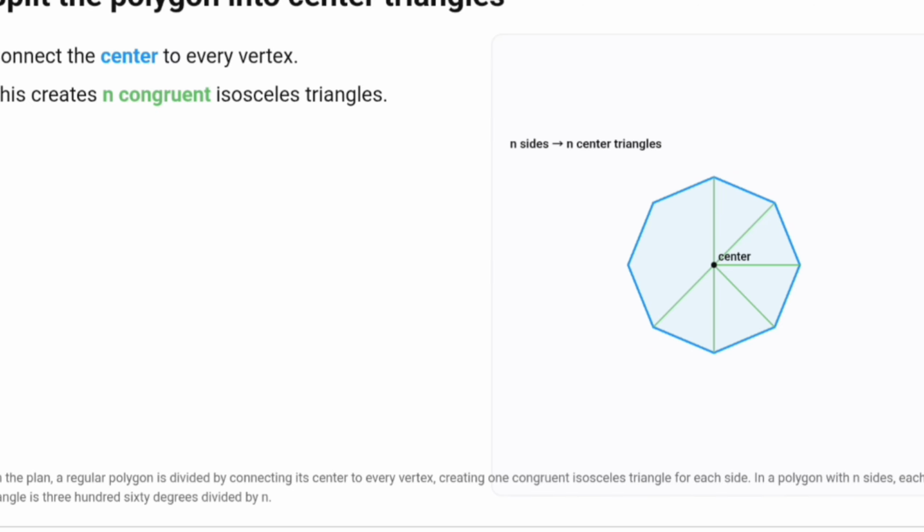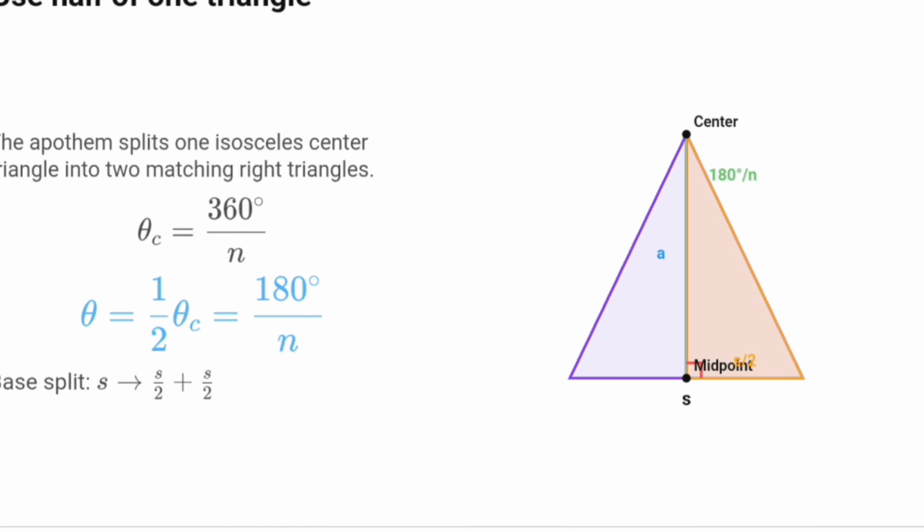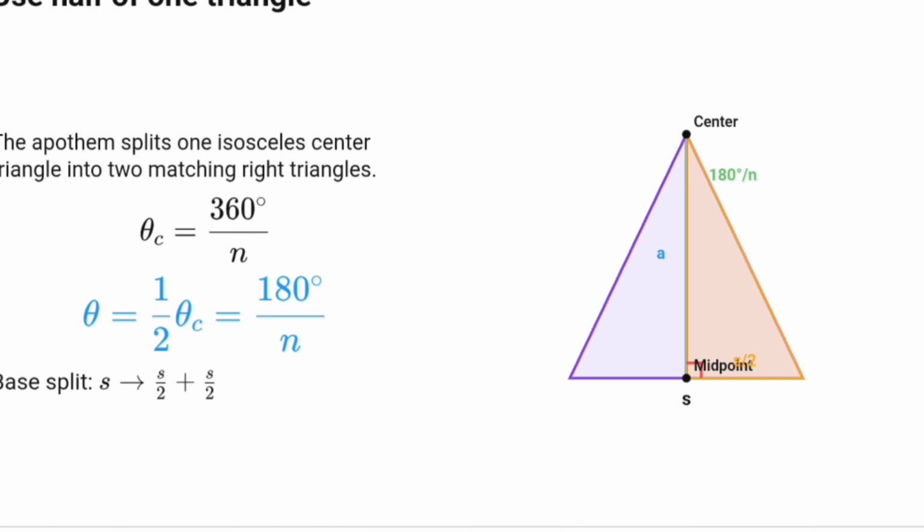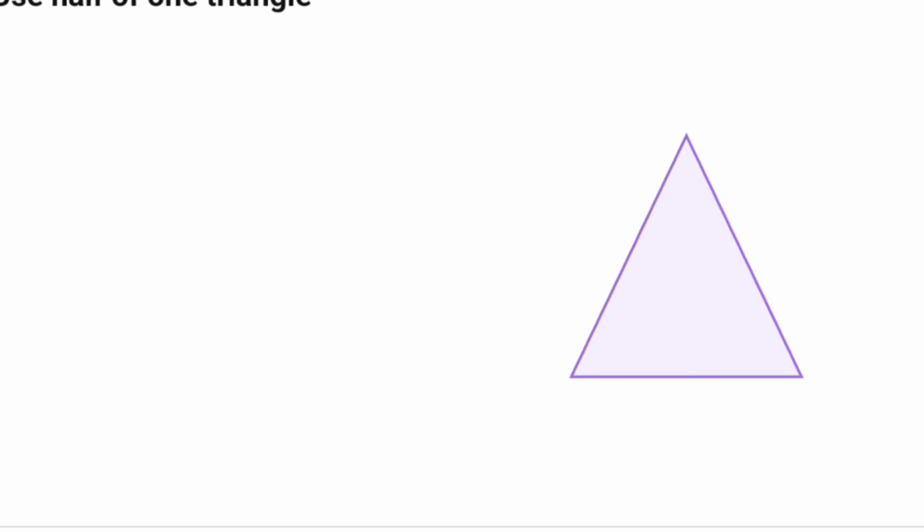To begin, a regular polygon is divided by connecting its center to every vertex, creating one congruent isosceles triangle for each side. In a polygon with n sides, each central angle is 360 degrees divided by n. With the central angle identified, the apothem cuts one isosceles triangle into two matching right triangles. The side length is split into halves, and the angle at the center becomes 180 degrees divided by n.